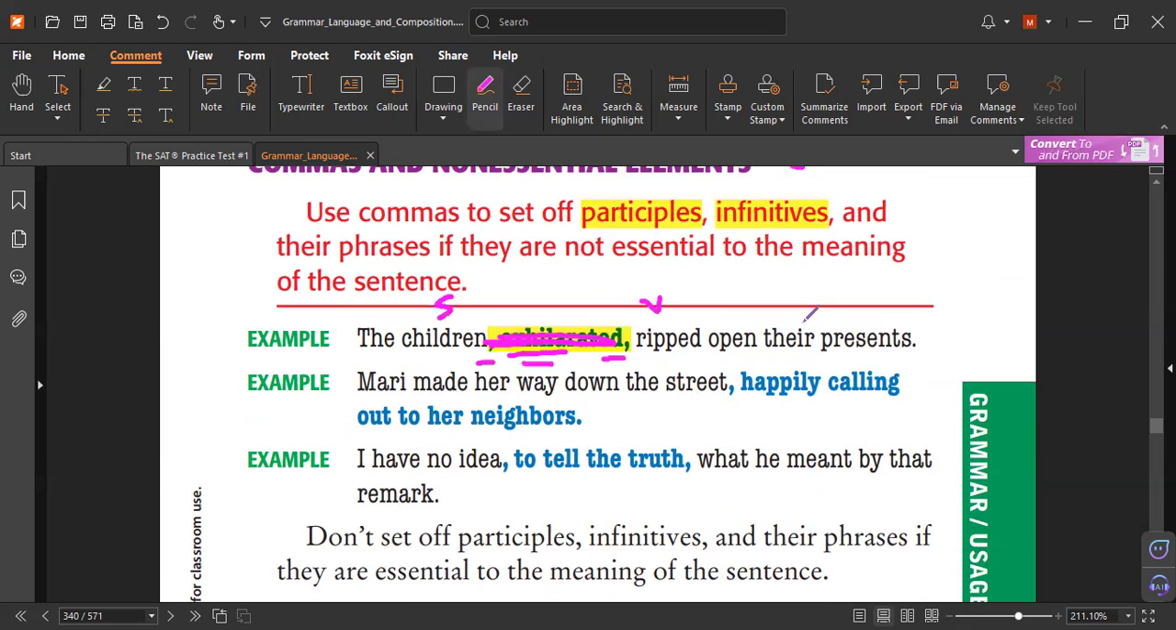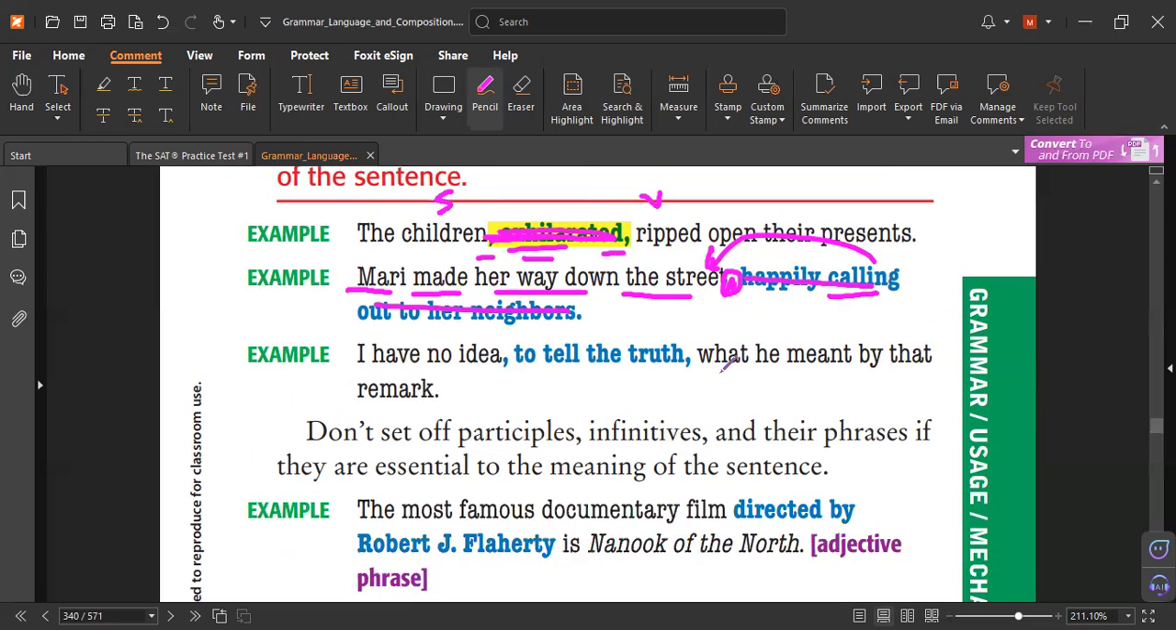Again, if we delete this clause, does it affect the meaning? Look, no. That means it is non-essential. Do we need commas? Yes. What if I delete the comma? Wrong. Why? It changes the meaning. If I delete the comma, you wanted to say that the street was calling. So who was calling? The street? No. So we need the comma.